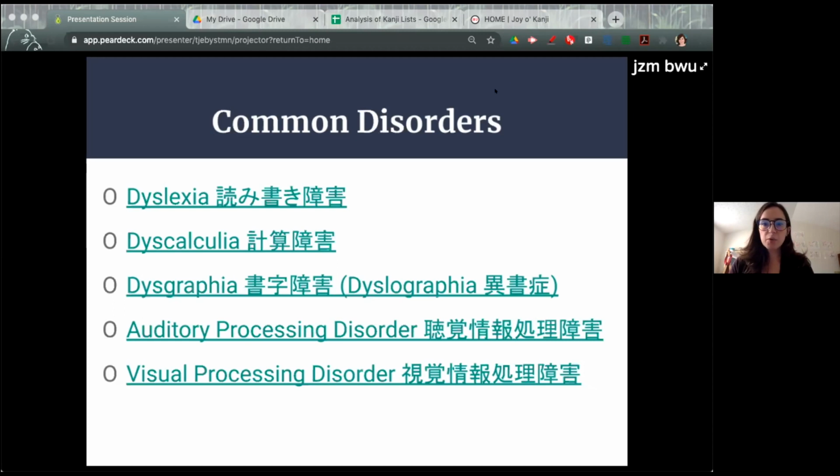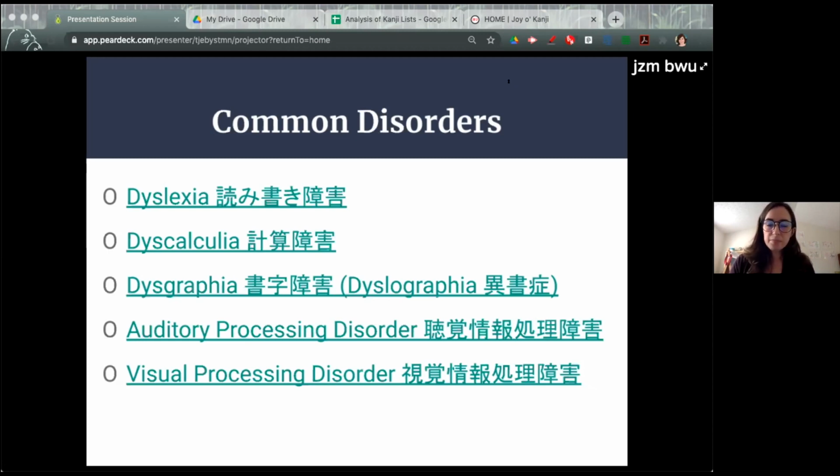So one of our most common ones is dyslexia. We've got yomikaki shogai. This is one that you've probably run into, where students have a lot of trouble processing characters. This is not a reading comprehension problem. This is a decoding the characters problem. Dyscalculia, oh my goodness, this is a disability where it's somewhat similar. Students have a large amount of trouble decoding the symbols in mathematical writing.